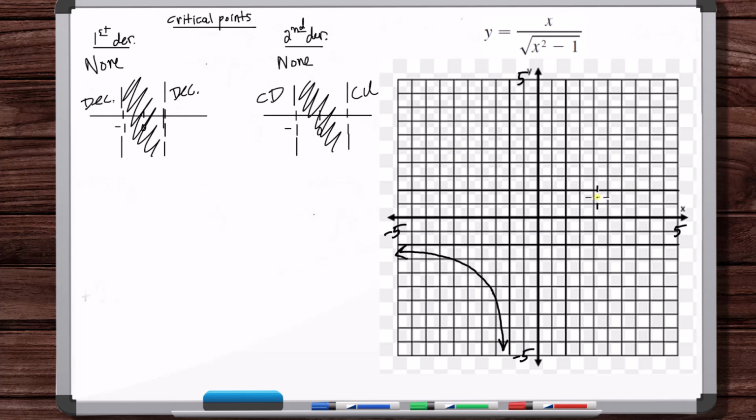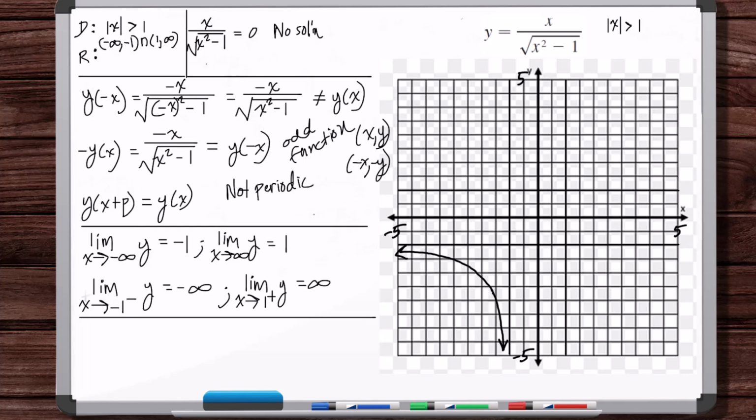Now, on the right side, we're concave up. As x approaches positive infinity, the function approaches positive 1. As x approaches 1 from the right, the function approaches infinity. So it looks like that. Now, whenever I look at the actual graph, if I plot this in Desmos, it looks more like that.